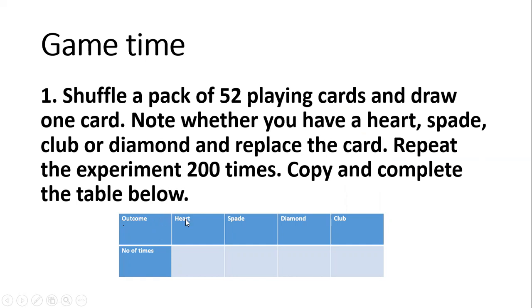So if you pick a heart, you put a tally. Pick a spade, you put a tally. Pick a diamond, you put a tally. Pick a club, you put a tally, until you have 200. Then you can add them up to know the number of each.